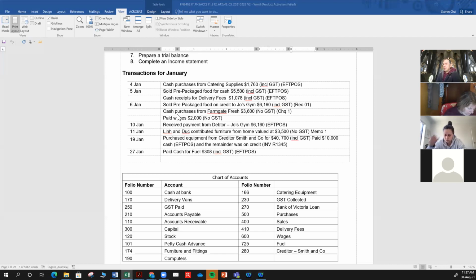6th of January, paid wages. Come on, guys. We do not have a lot of time. Whoever has a response, quickly speak up so that we can move along faster. Paid wages, 2,000, no GST. Where do we debit? Where do we credit? Again, no GST, yeah? You debit 600. No, sorry, Karen, the folio number is 600. Oh, 600, okay. Cool.